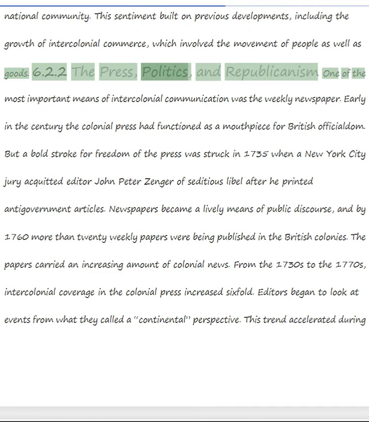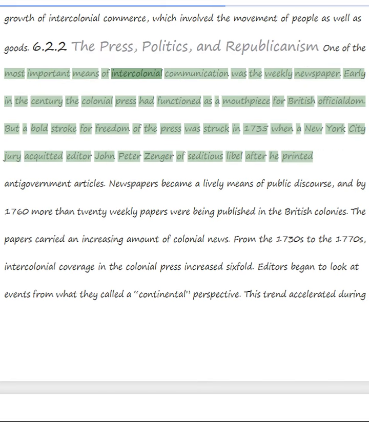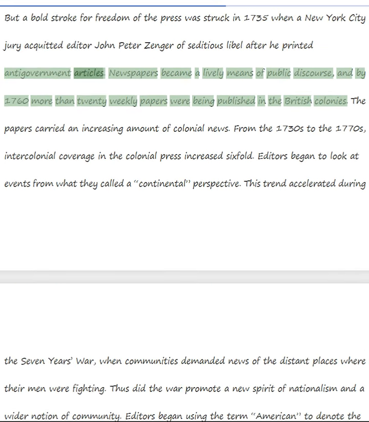6.2.2 The press, politics, and republicanism. One of the most important means of intercolonial communication was the weekly newspaper. Early in the century, the colonial press had functioned as a mouthpiece for British officialdom. But a bold stroke for freedom of the press was struck in 1735 when a New York City jury acquitted editor John Peter Zenger of seditious libel after he printed anti-government articles.